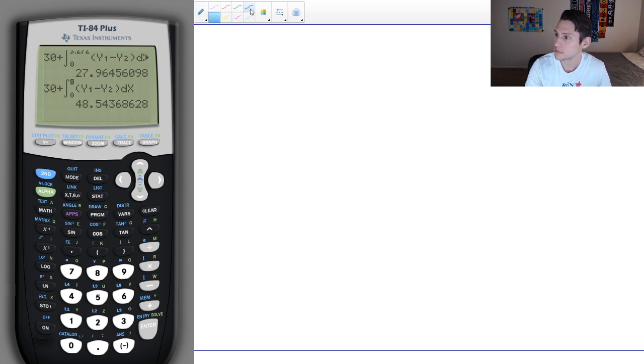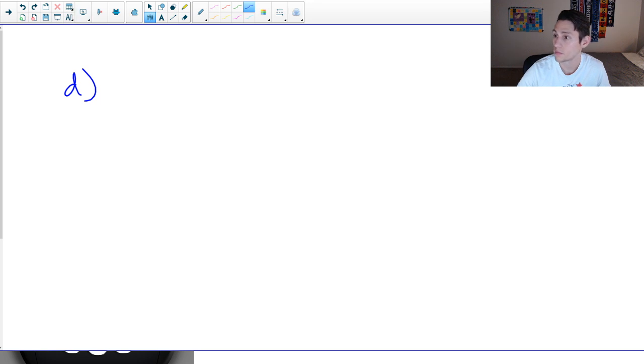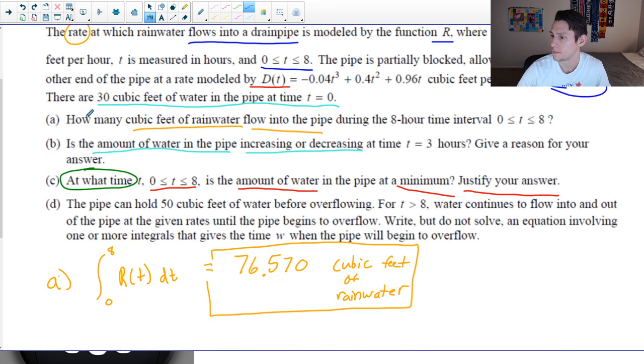And part D. The pipe can hold 50 cubic feet of water before overflowing. For t larger than 8, water continues to flow into and out of the pipe at the given rates until the pipe begins to overflow. Write, but do not solve, an equation involving one or more integrals that gives the time w when the pipe will begin to overflow. All right, great.